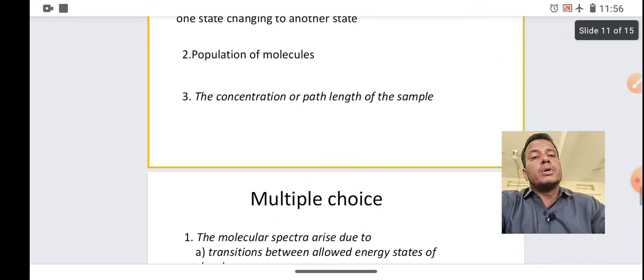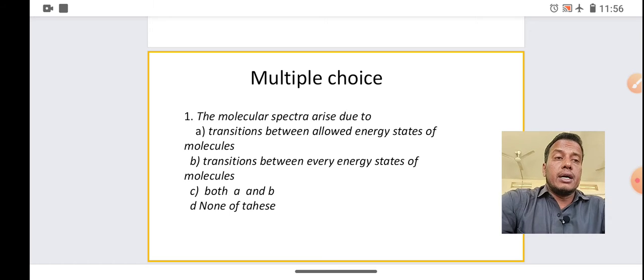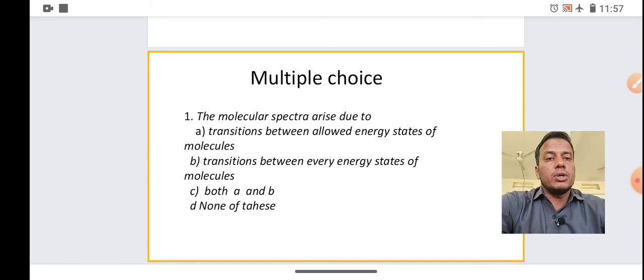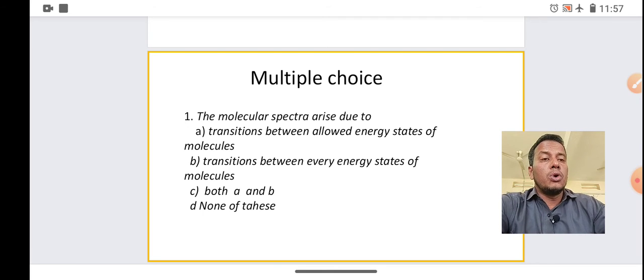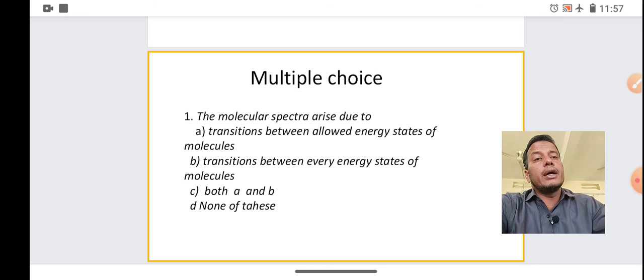Here are some multiple choice questions to check your understanding. The molecular spectra arises due to transitions between low energy states of a molecule, or transitions between every state of a molecule, both A and B, or none of these. We can say molecular spectra is due to transitions between allowed energy states. It does not consist of every energy level; it should be an allowed energy level.